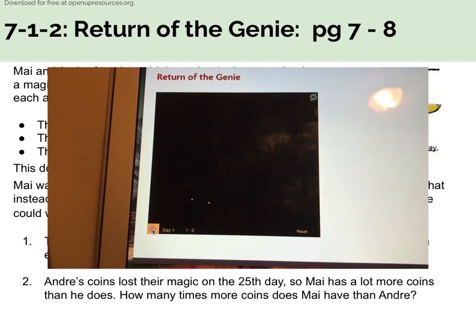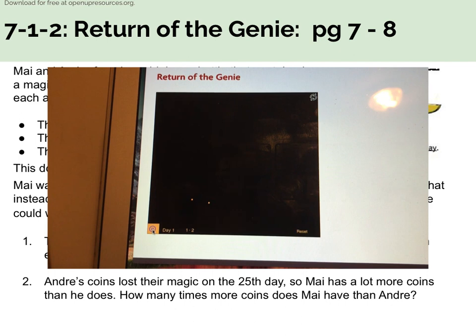On page 7 to 8, Maya and Andre found an old brass bottle that contained a magic genie. They freed the genie, and it offered them a magical $1 coin as thanks. The magic coin turns into 2 coins on the first day. The 2 coins turn into 4 coins on the second day, and the 4 coins turn into 8 coins on the third day. This doubling pattern continues for 28 days.